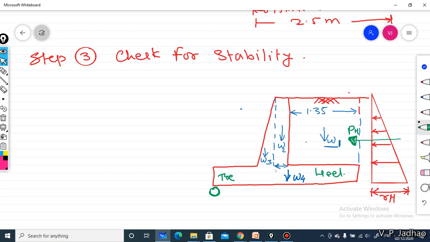Okay, so these are the different forces acting on this particular retaining wall. First, the self weight of your retaining wall, the weight of soil which is retained on the heel portion, and the overturning force, that is this PH force. Due to these various forces acting on the retaining wall, we will calculate the distance of these forces, the total force which is acting, and the moments produced due to these forces.